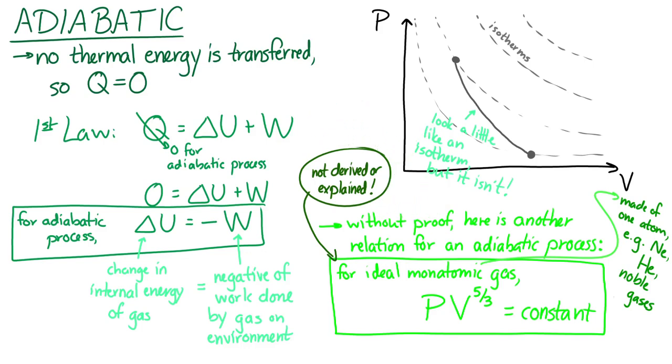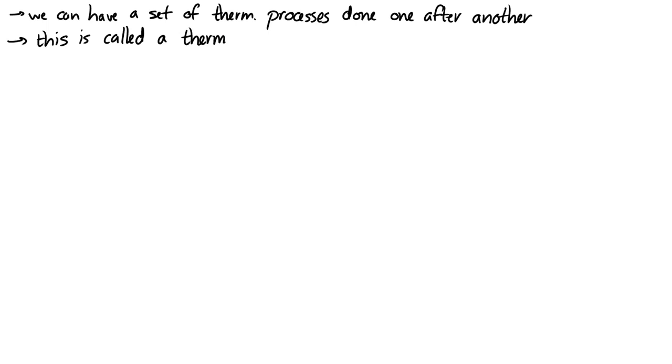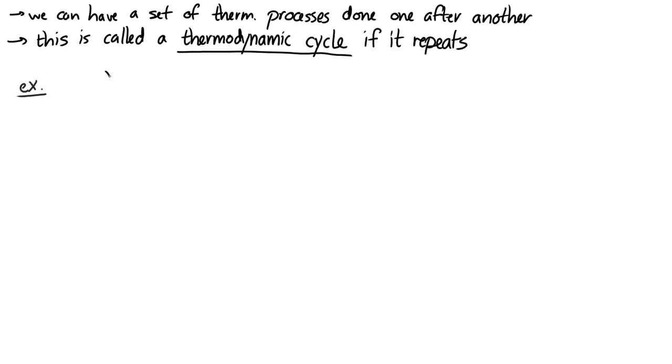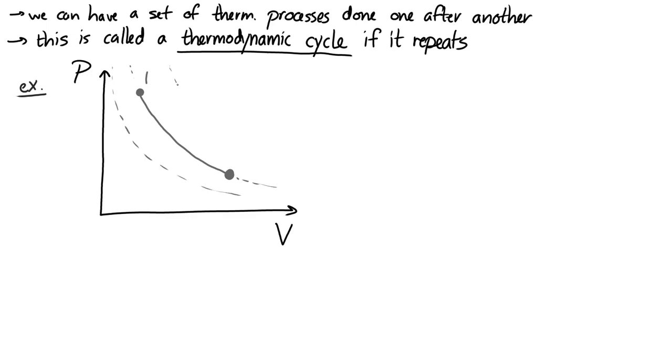We can have a set of thermodynamic processes that we do one after another and that will make what's called a cycle, a thermodynamic cycle. So for example, let's imagine we have our PV diagram right here, and let's say our system starts right here in state 1. And then I move along an isotherm to a new state, state 2. And then I move at constant pressure over to state 3, and then I move at constant volume back to state 1.